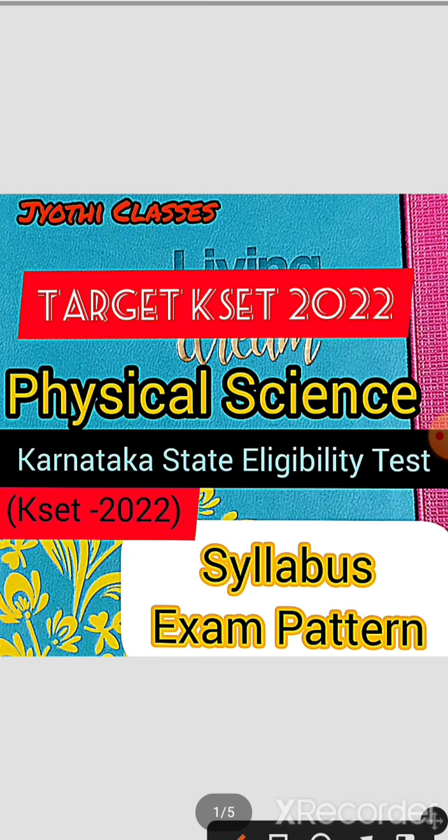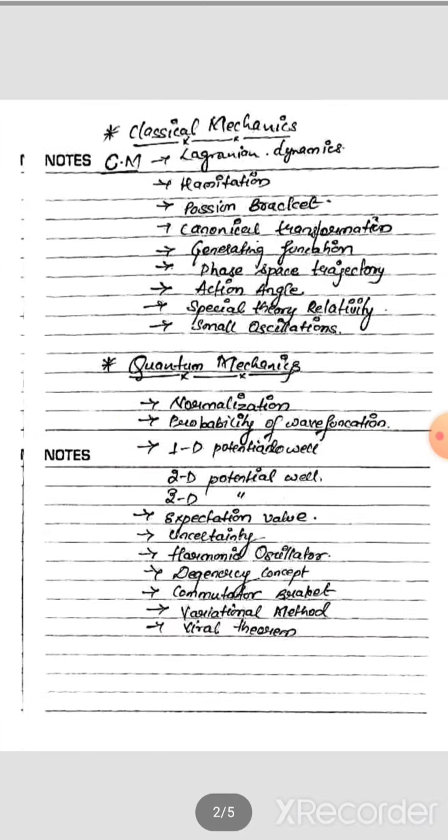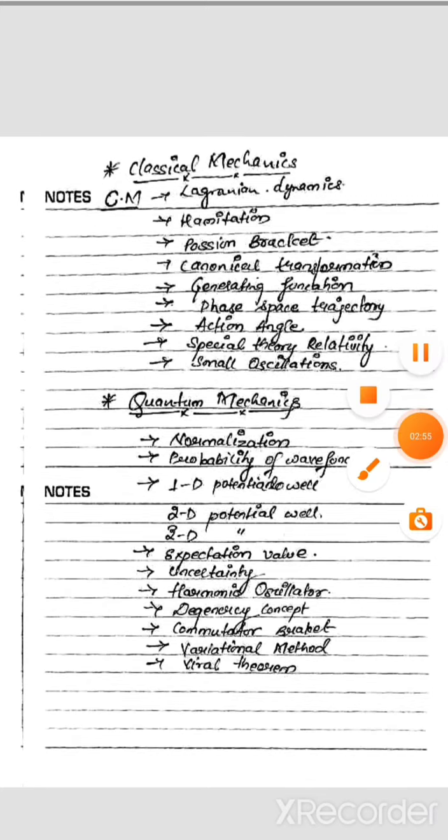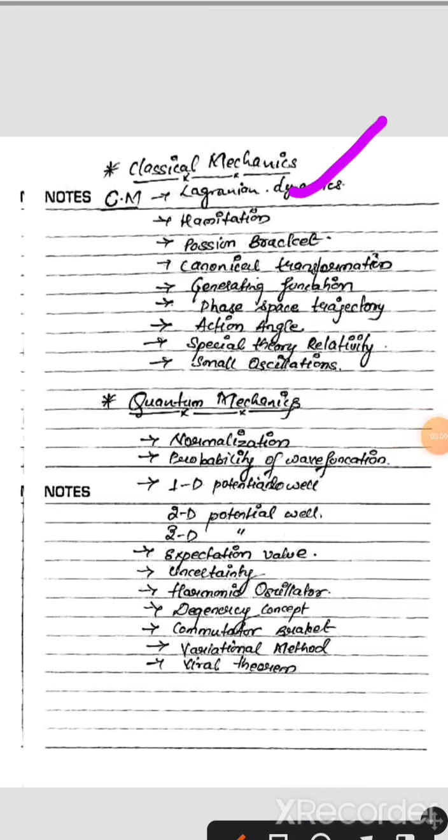So let us start with the first one, that is classical mechanics. In classical mechanics, first we have to cover Lagrangian dynamics. What is Lagrangian dynamics, what are the equations of motion for the Lagrangian, and how can we find the momentum? These are the things in Lagrangian dynamics. And in Hamiltonian also the same thing: what are the equations of motion for the Hamiltonian, and how can we convert Lagrangian into Hamiltonian and Hamiltonian into Lagrangian? These things will arise there.